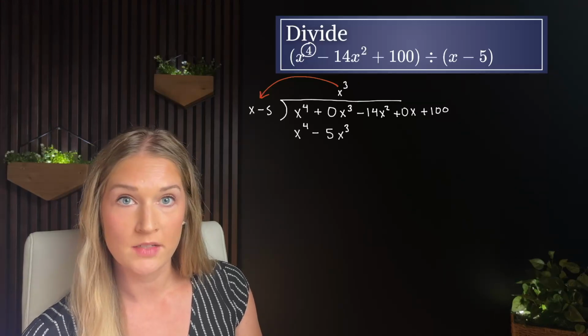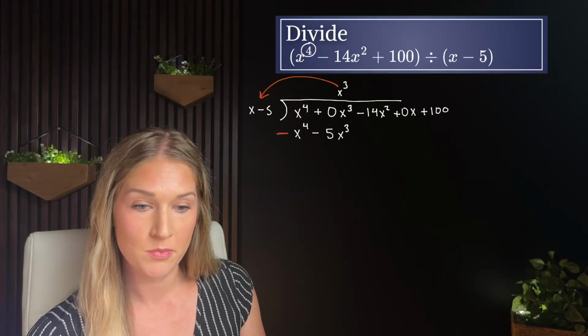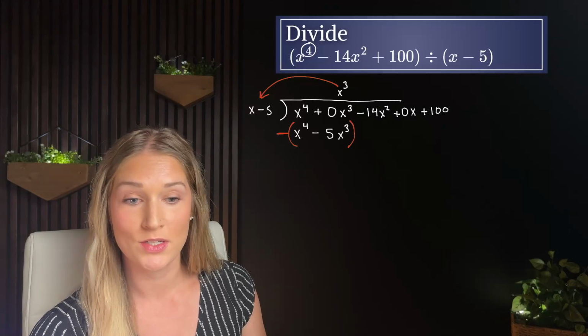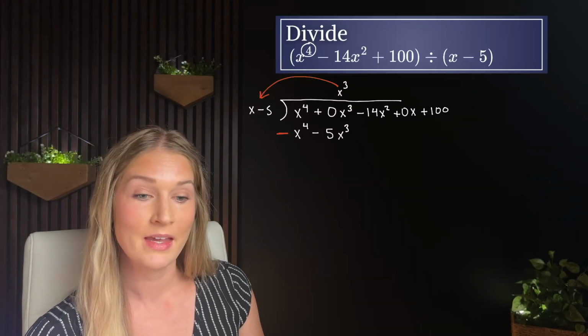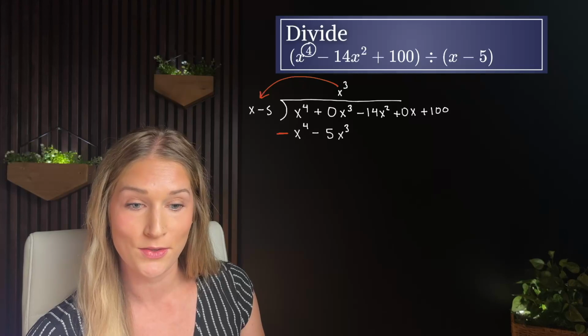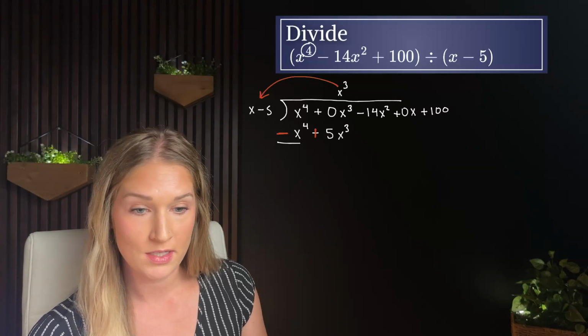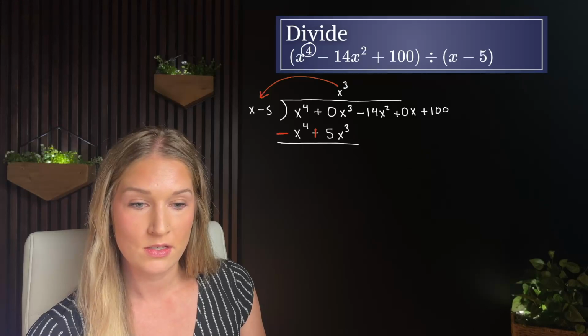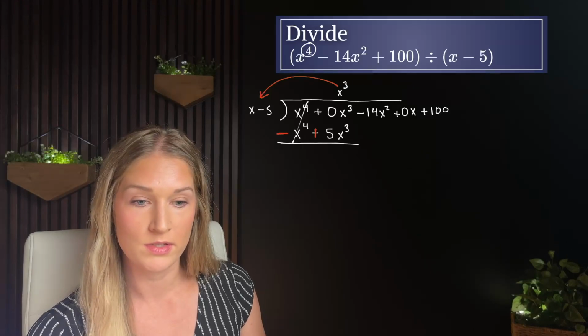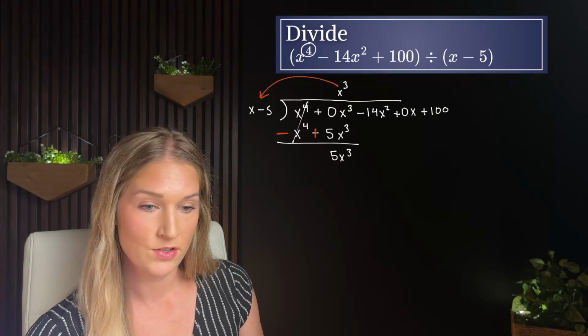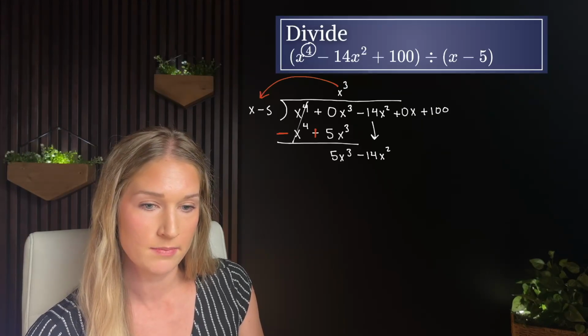As usual with long division, we now subtract, but remember that we're subtracting everything here. So that negative gets distributed to both the x to the fourth and that negative 5x to the third, which makes it positive 5x to the third. And then we just combine like terms down. X to the fourth and negative x to the fourth, those cancel. 0 plus 5 gives me positive 5x to the third. And then I bring down my next term and I keep going.